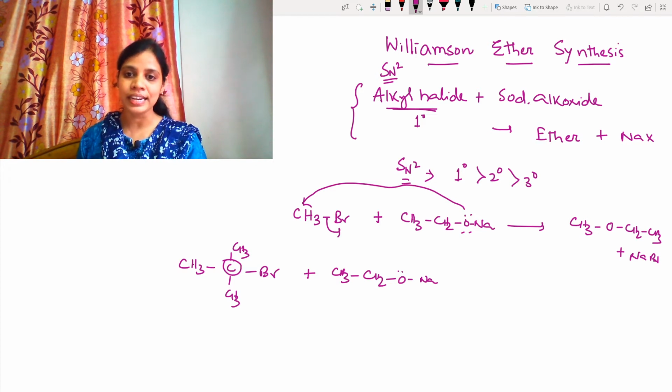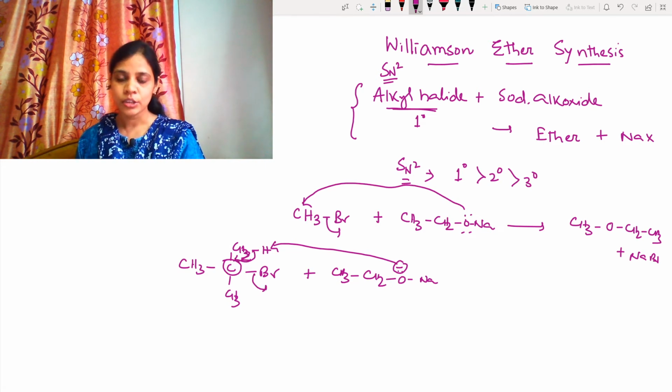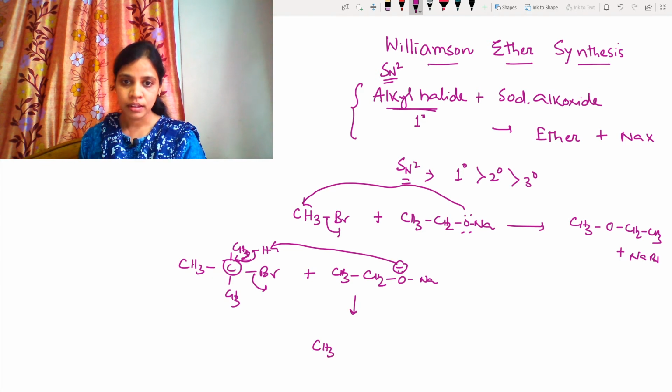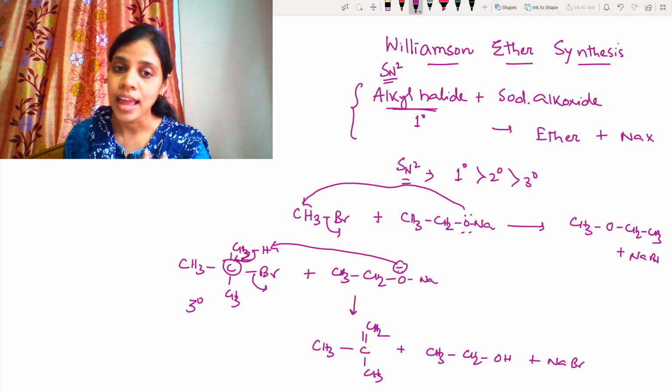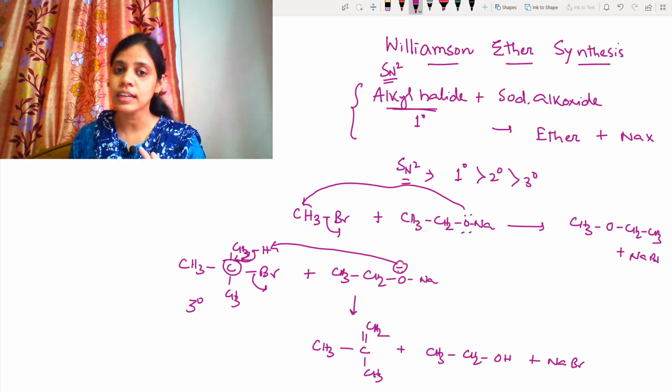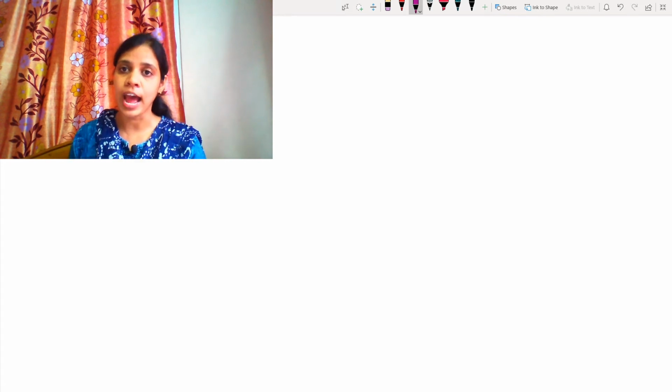At that moment it acts as a base and takes one hydrogen from this methyl group, and this bond is shifted here and Br is eliminated. So here we get the alkene as the desired product. No ether is formed here. We also get ethanol (CH3CH2OH) and NaBr. So when we take any tertiary halide, there will be elimination, because elimination competes over substitution.